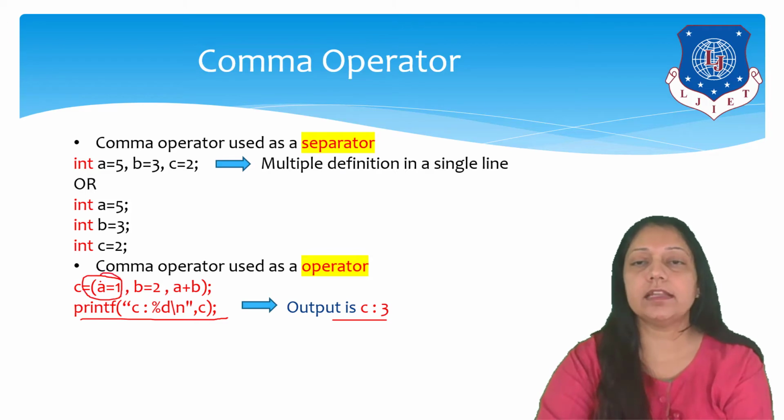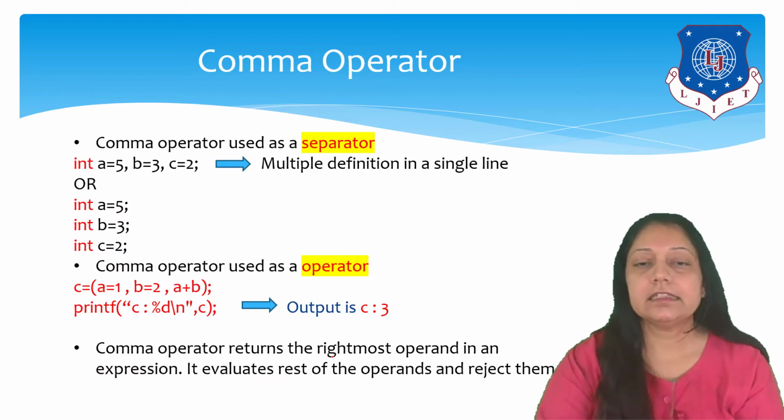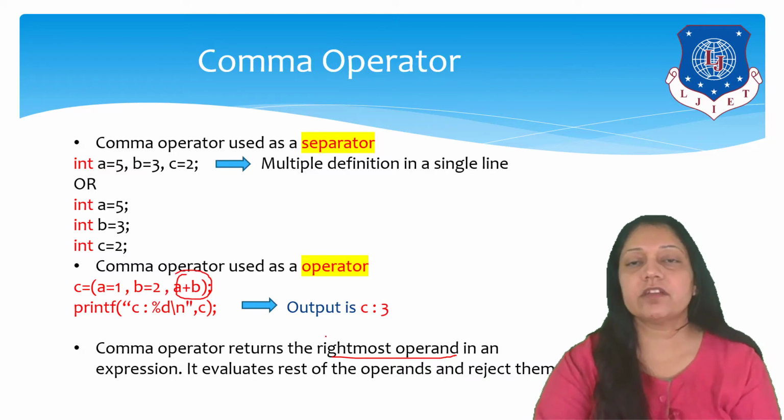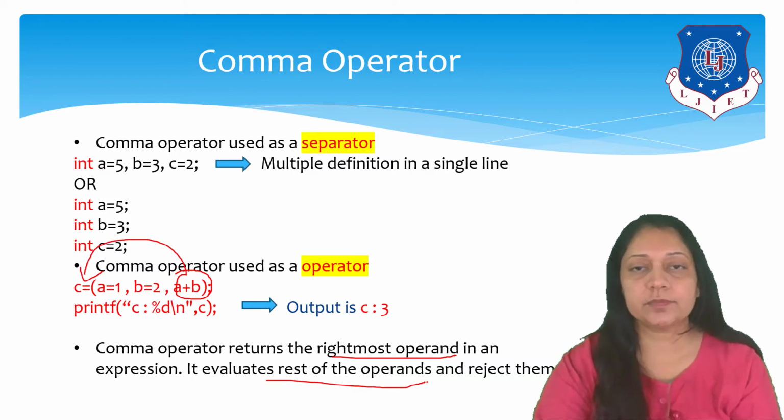How 3? Because a equal to 1 is executed first. Then b equal to 2 is executed. The third expression is a plus b, meaning 1 plus 2. The value is equal to 3 and this 3 gets stored into the variable c. It means this comma operator returns the rightmost operand, that is a plus b, which is our rightmost operand in the expression. So this value is stored in the variable c. It evaluates the first two expressions and then it rejects them.